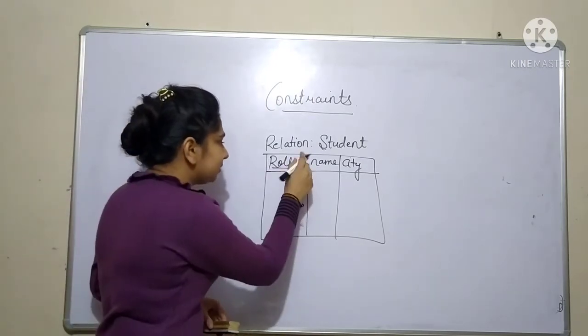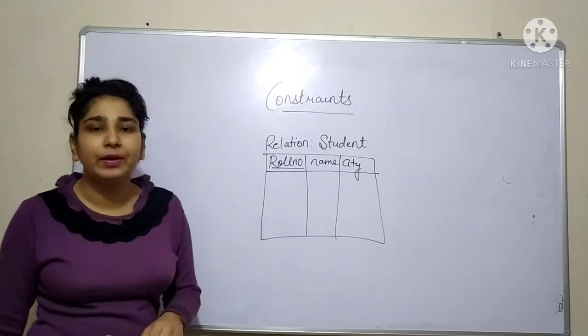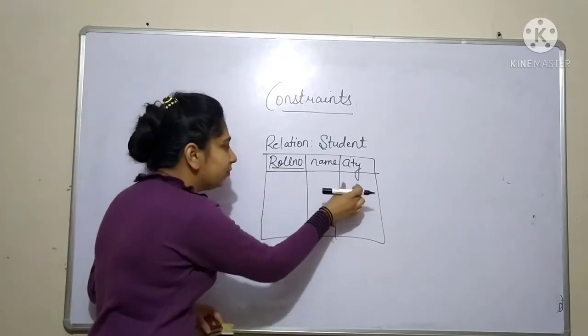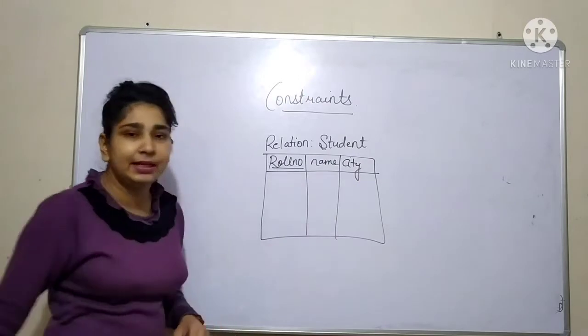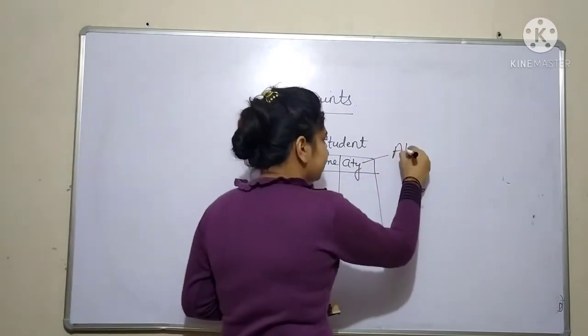All these three columns, roll number, name and city, you will be calling the attributes of the relation.